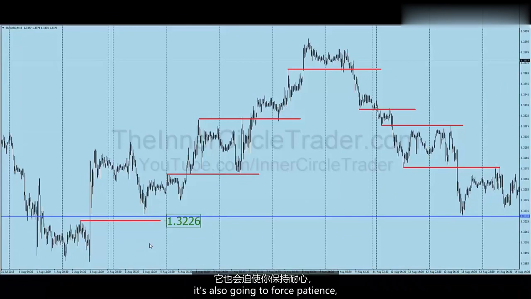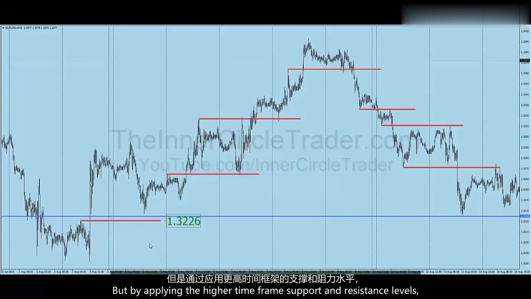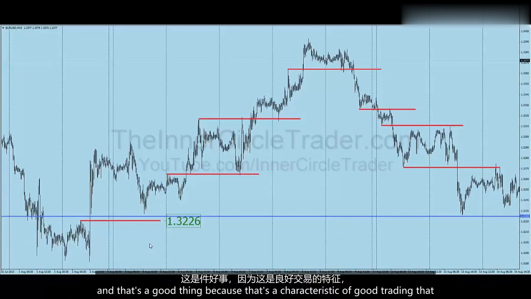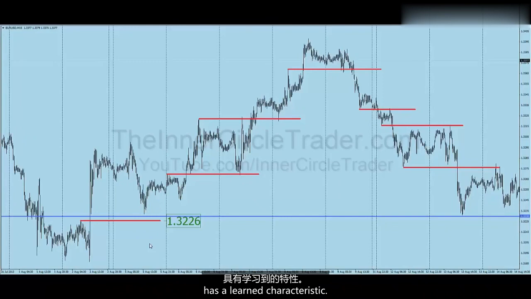But it's also going to force patience, which is a very hard characteristic for traders, especially as a new trader. You're not going to have that level of patience, okay? But by applying the higher time frame support and resistance levels, it's going to force you to wait. And that's a good thing, because that's a characteristic of good trading that has a learned characteristic.